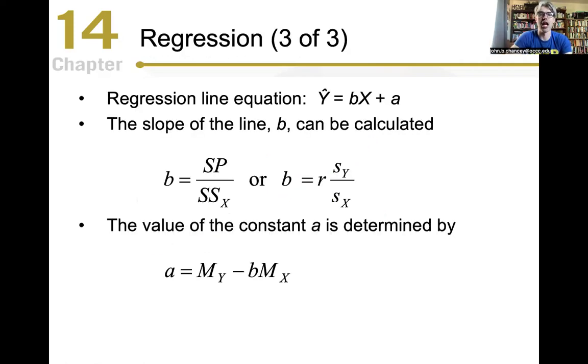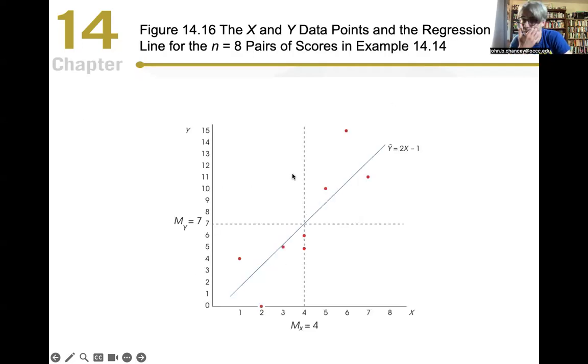So the regression line equation is y equals b times x plus a. The slope of our line can be calculated, again from that equation earlier, as SP over the sum of squares for x, or b equals r times the standard deviation of y over the standard deviation of x. The value of the constant a is determined by the mean of y minus our slope times the mean of x. So that's how you can find those values as well.